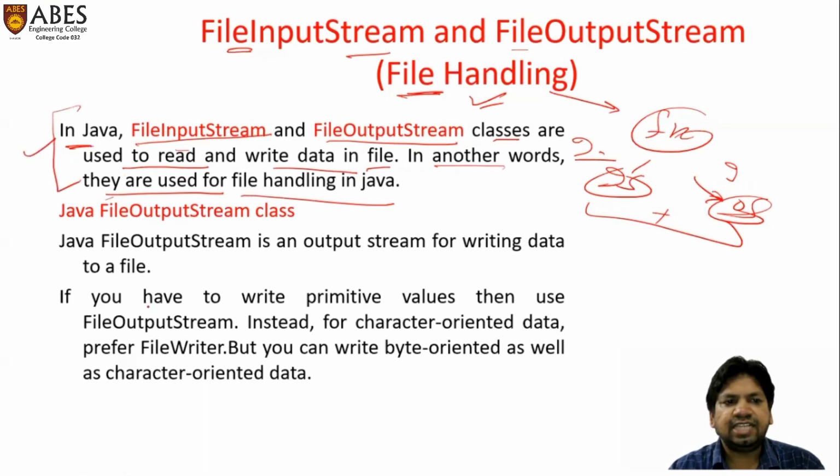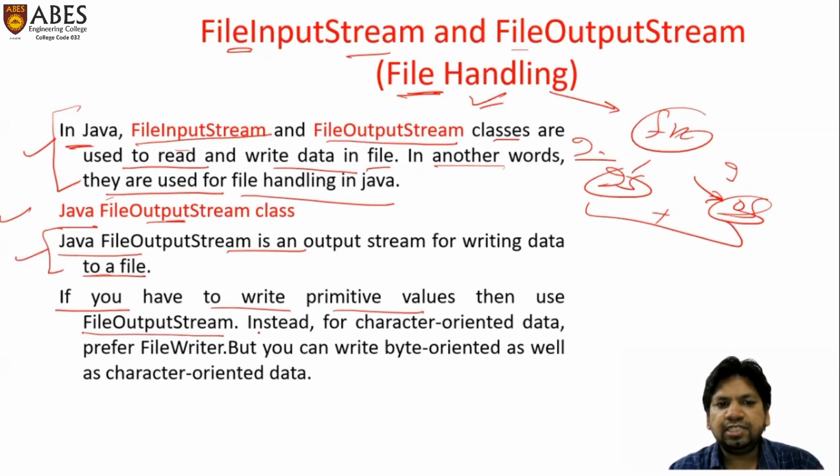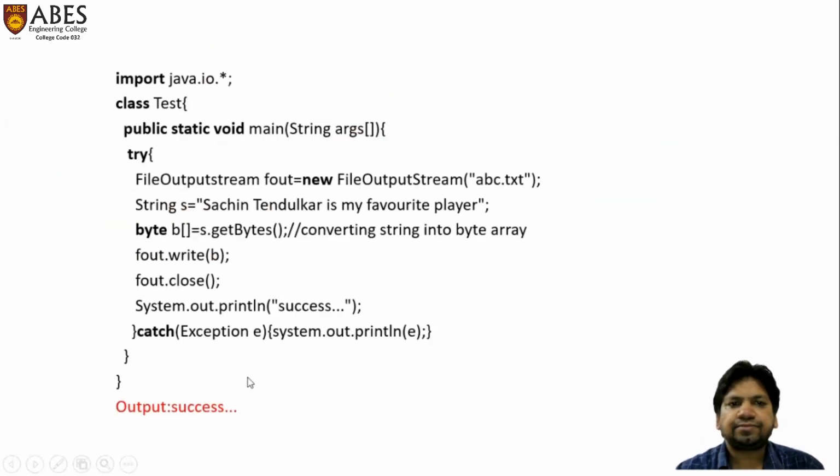Second thing, the Java file output stream. Java file output stream is an output stream for writing data to the file. I have already discussed it many times. If you have to write primitive values, then we will use file output stream instead of character-oriented data. Prefer file writer for that, but you can write byte-oriented as well as character-oriented data.